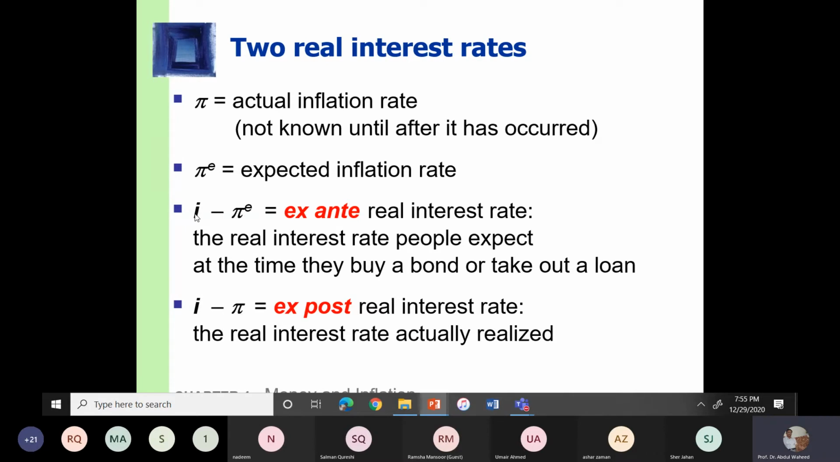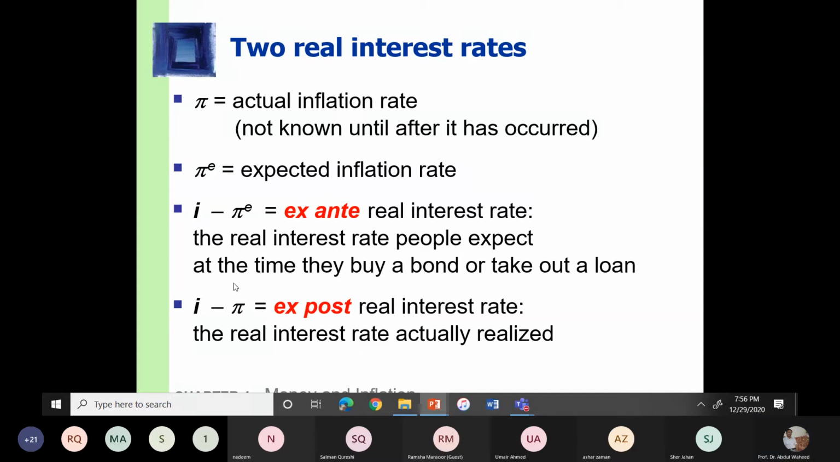This is the nominal interest rate. The nominal interest rate minus the expected inflation would be the ex ante real interest rate. And this is the real interest rate people expect at the time they buy a bond or take out a loan. So if I am expecting that the inflation rate would be 10% in future and the nominal interest rate is 15%, this means my ex ante real interest rate is 5%.